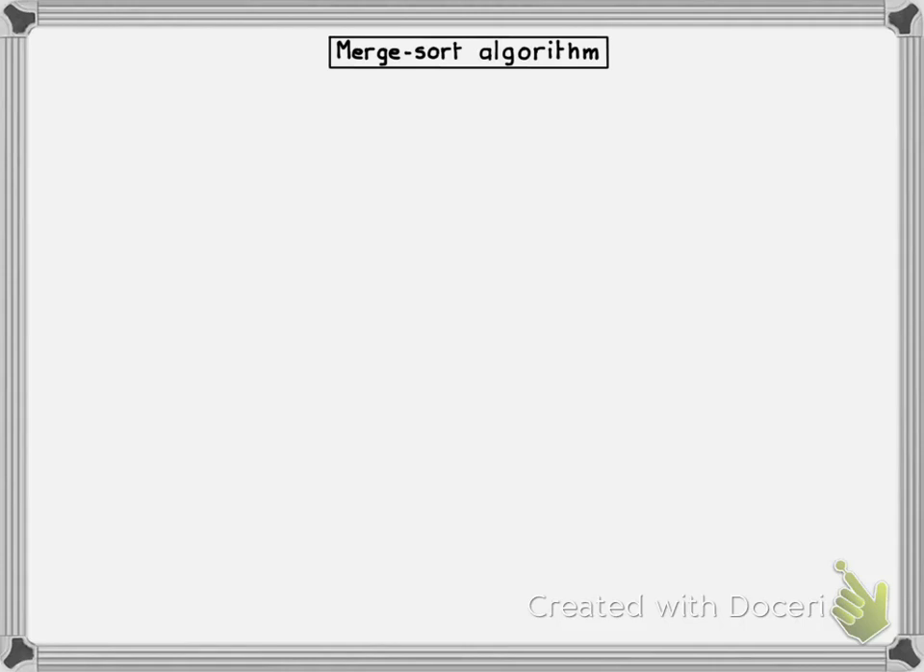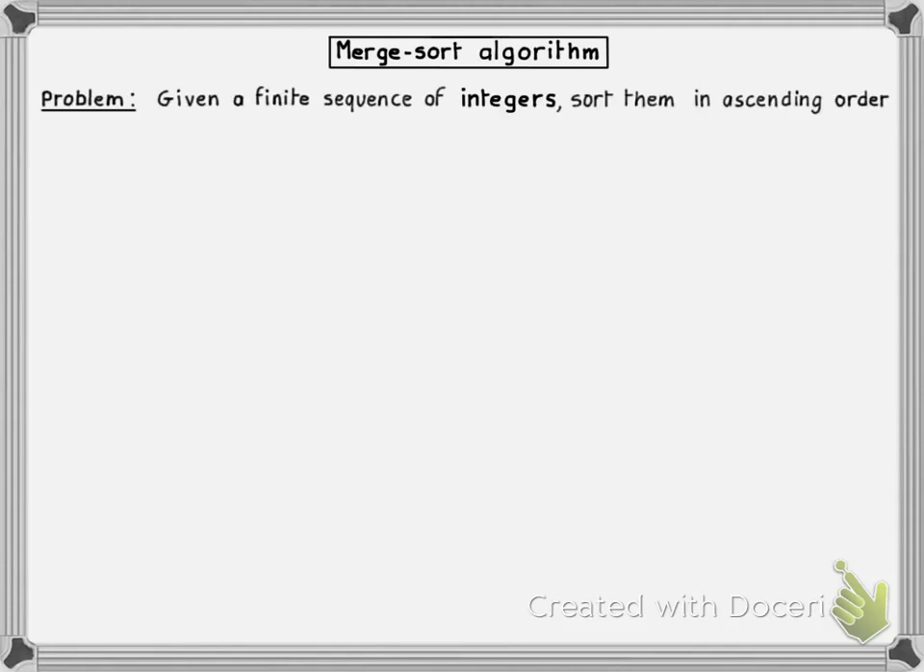First, let's remember the definition of the sorting problem. The input is a finite sequence of integers, and the output is a sequence that is sorted in ascending order. Let's just assume that the sequence is not empty, since in that case the problem is trivial.